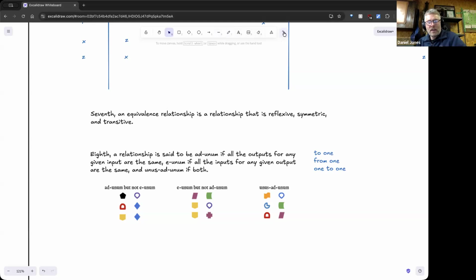Just like if you look at that second relationship there, that one's e unum, but not ad unum, because the yellow pentagon goes to two different things. Therefore, it is not ad unum. It doesn't go to one. Each of its inputs doesn't go to one thing. It's not the case that all the outputs for any given input are the same thing.